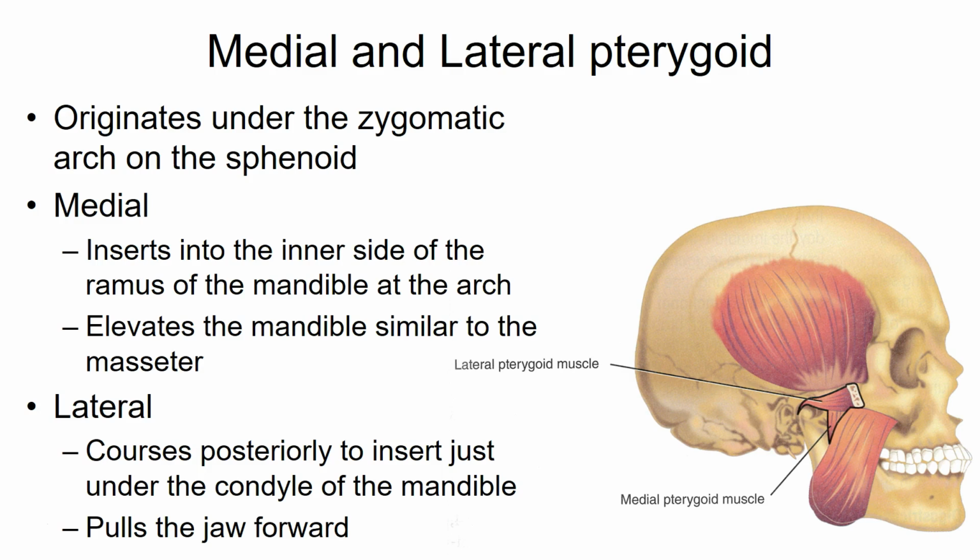Whereas the lateral pterygoid muscle courses posteriorly to insert just under the condyle of the mandible. So given its course, its primary function actually is to pull the jaw forward, which, unless you're excited about sticking out your chin for some reason, is going to be in the grinding actions for chewing rather than specifically being involved in speech.